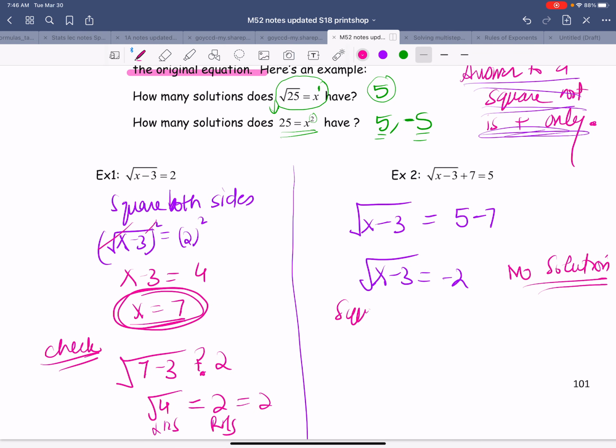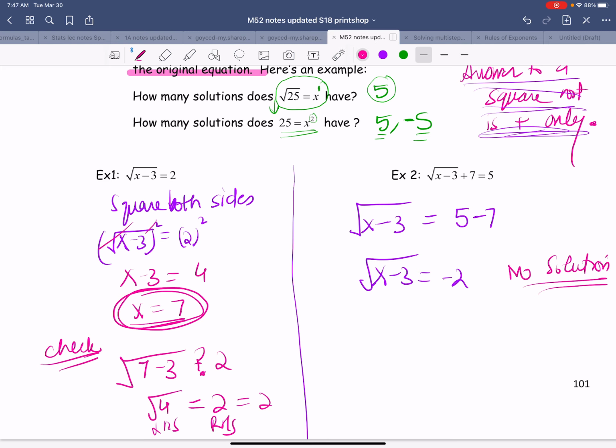So you can go ahead and square both sides, which is unnecessary. You should stop here because you do see that a square root is equal to a negative number, which is not possible. We talked about it in the previous section. The answer to a square root is positive only. The principal root is positive only.